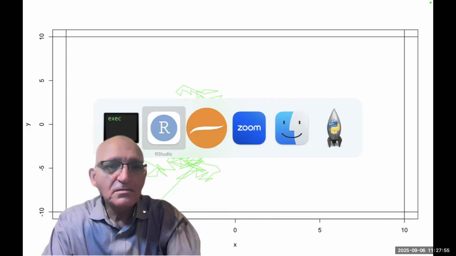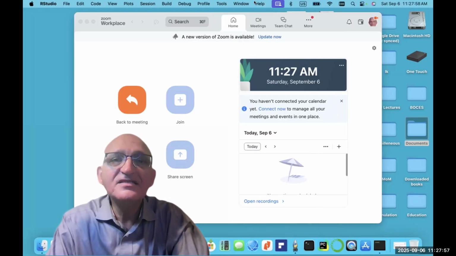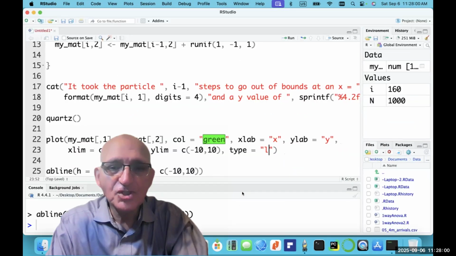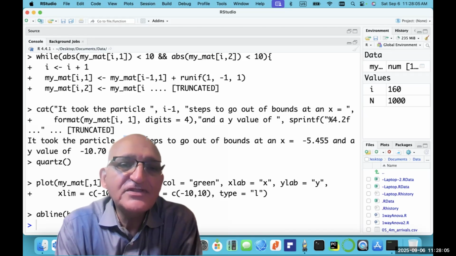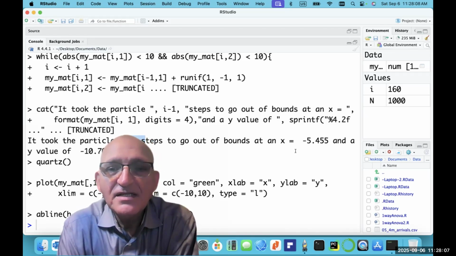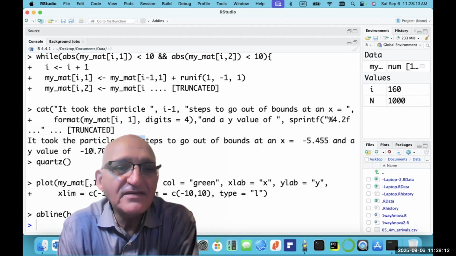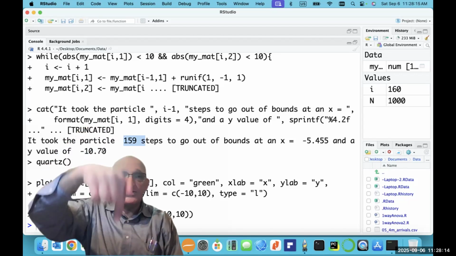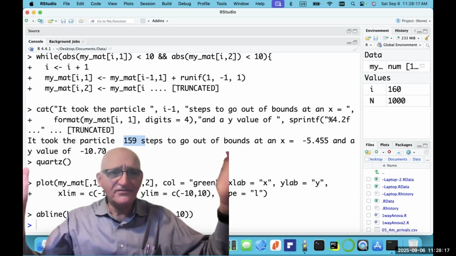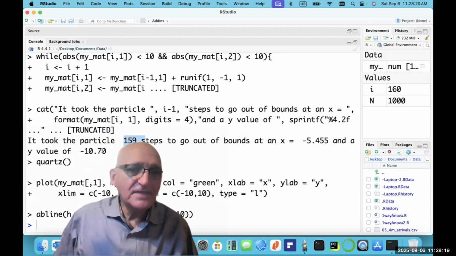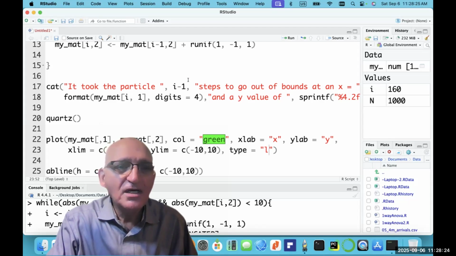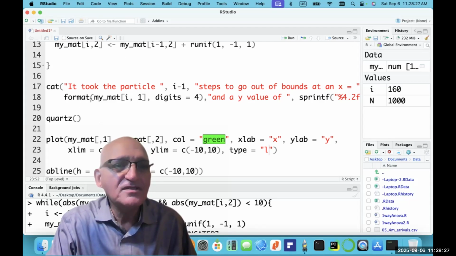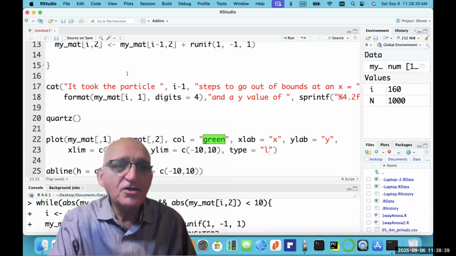So let's go back to R and see what happened. When I enlarge that, it says that it took 159 steps to go out of bounds. The X at that point was -5.455, and the Y was -10.7. That's why I stepped out at the bottom, not right, left, or up. And that's basically it. Much of the writing was about what I want to show on the screen.